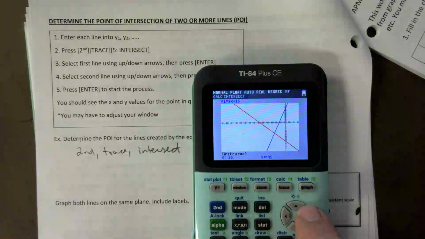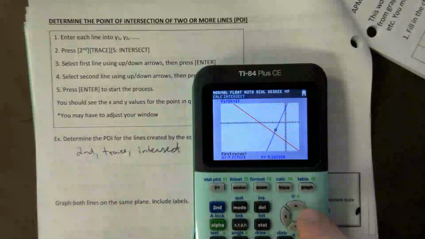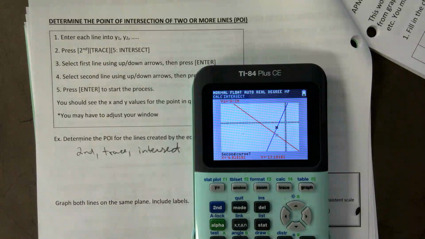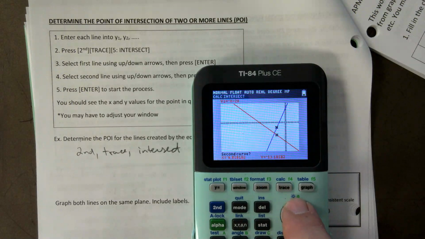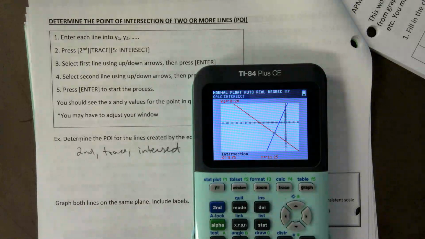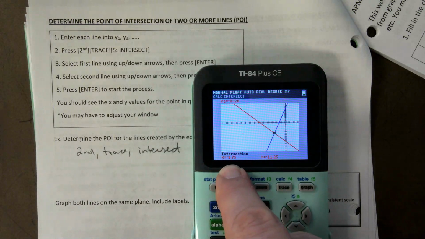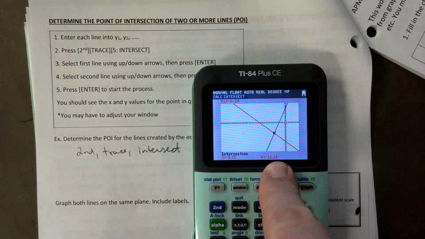You're on the blue line, correct? I'm going to try to make the cursor show up. There it is. I use the right arrow to make it appear. You hit enter. It immediately jumps to the second curve. If you were to use up and down arrow, it would just cycle between the blue and the red. Okay? If you are on the red one, just hit enter and then enter one more time. And there it is. It's negative 8.75, negative 11.25.